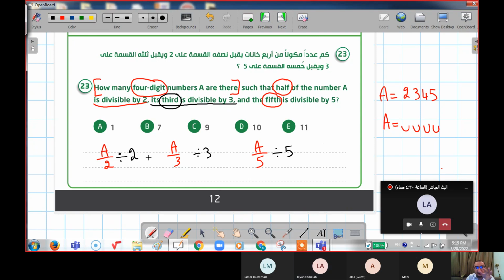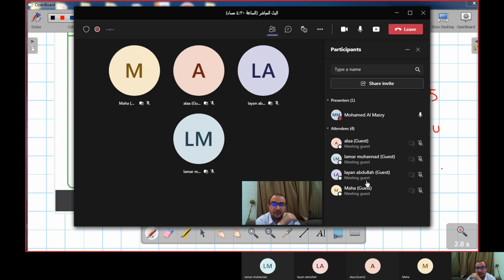Yes. Because this is the difficult part. So what does half mean? Half means over 2, third means over 3, fifth means over 5. Okay? Does anyone have a question about this part? Layan, Lamar, Ella, and Maha, do you have any question?